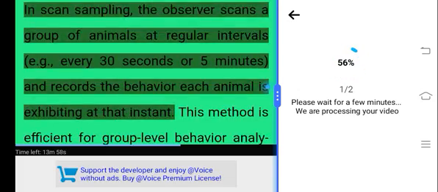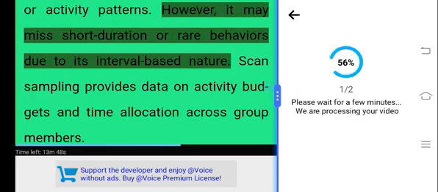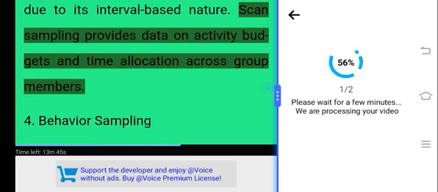3. Scan sampling. In scan sampling, the observer scans a group of animals at regular intervals, for example every 30 seconds or 5 minutes, and records the behavior each animal is exhibiting at that instant. This method is efficient for group-level behavior analysis, such as herd grazing, social spacing, or activity patterns. However, it may miss short duration or rare behaviors due to its interval-based nature. Scan sampling provides data on activity budgets and time allocation across group members.